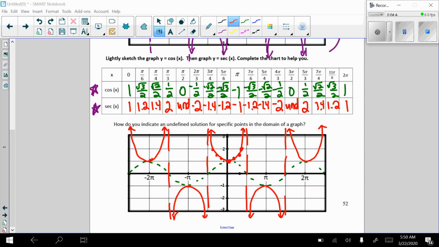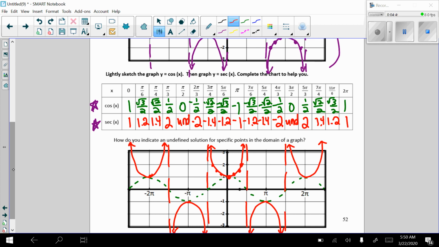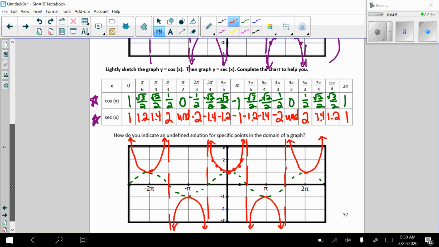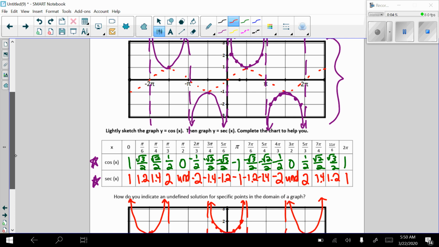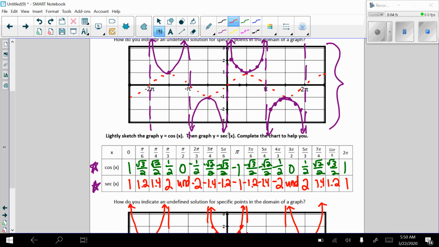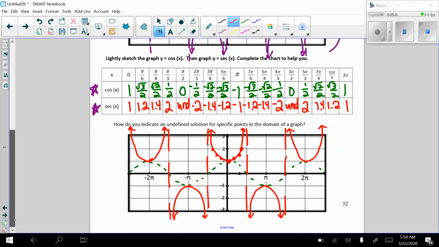Okay, so how did you do? Hopefully you got these right. What you'll notice is these two graphs look a lot alike. The difference is that the asymptotes for sine are at the multiples of pi, so pi times any integer. And the asymptotes for cosine are at pi over 2 times any integer. Okay, so again, you're going to have to just know what these look like and be able to identify them.